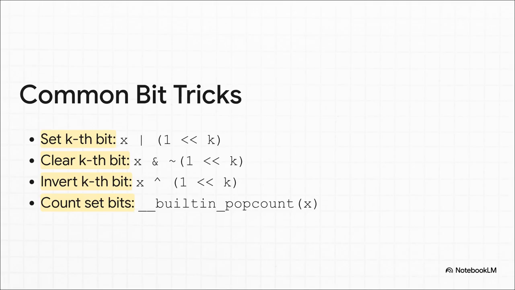And please remember this C++ function, __builtin_popcount. It instantly tells you how many ones are in a number. It's an absolute lifesaver in competitive programming.